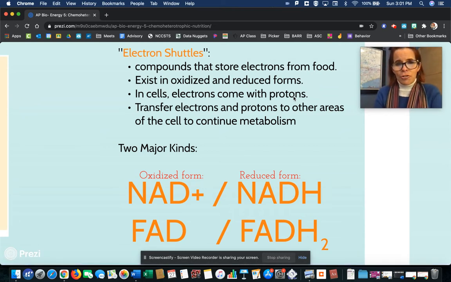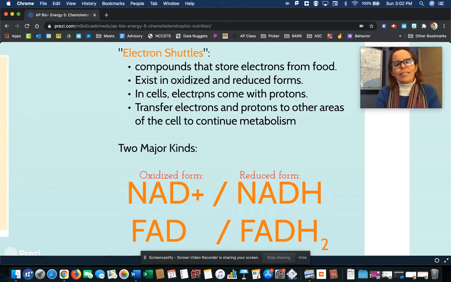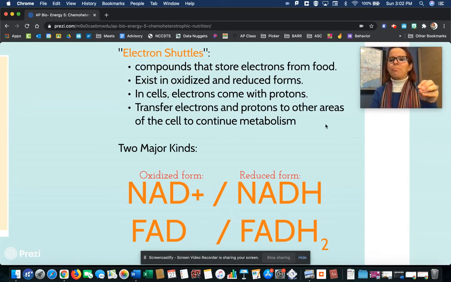Remember that hydrogen is just one proton and one electron. That's all it is. If you remove the electron, you have an H plus. We can call that a hydrogen ion, or we can just say what it really is. It's just a proton. So when it says in cells electrons come with protons, they're saying electrons come with H pluses, hydrogen ions. It's a synonym with the word proton.